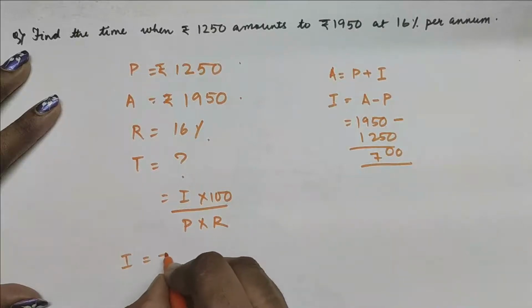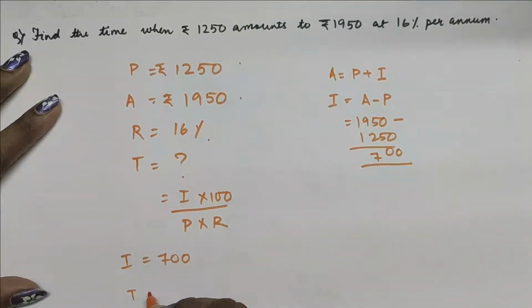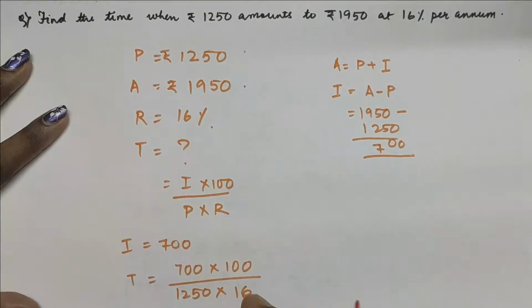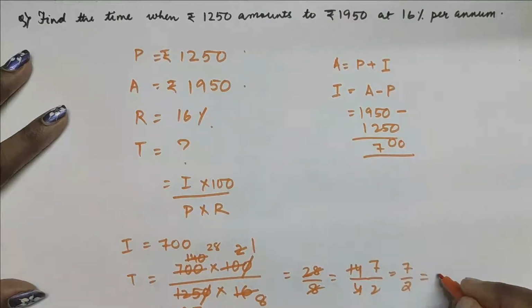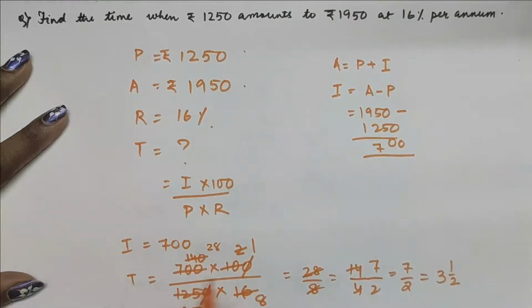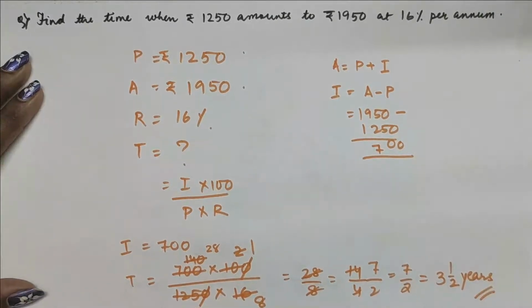So after calculating, the interest is 700, let us put it in the formula: 700 into 100 by principal 1250 into 16. You do not put another 100 for the 16% because this 100 is for that rate itself, as I told you in the beginning. Cut off the zeros. 5 2s are, 5 25s are. So here I am getting 7 by 2, which I can reduce to 3 1 by 2. So the time is 3 1 by 2 or 3.5 years. It was all very simple.